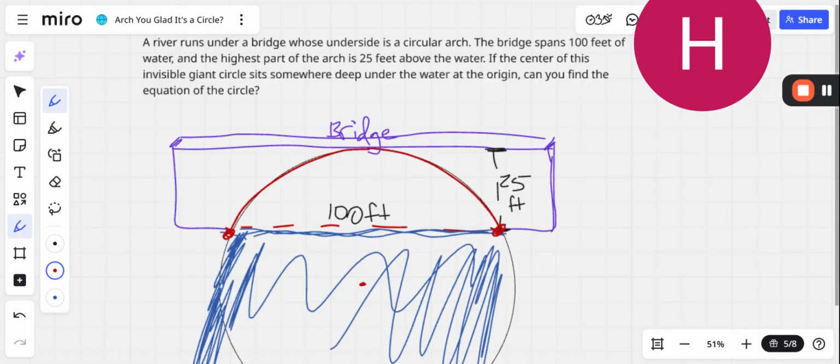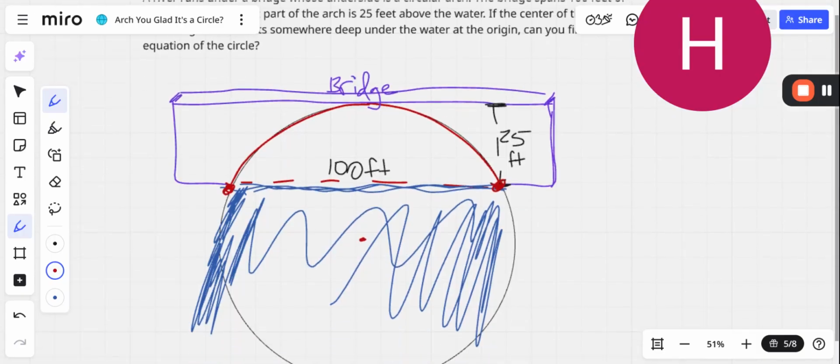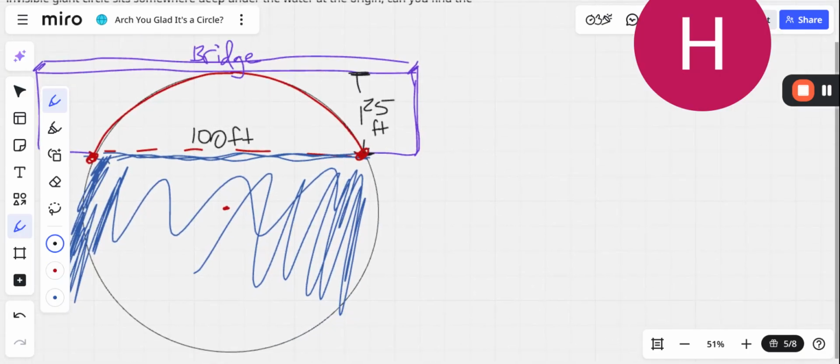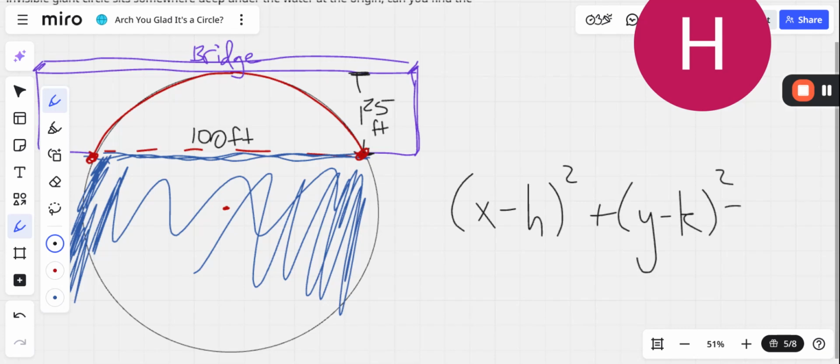And we're tasked with finding the radius of the circle. That way we can write the equation of the circle. All right, so of course the equation of a circle is going to be (x minus h) squared plus (y minus k) squared equals r squared. So how do we use this 100 and this 25? That's really the question here.